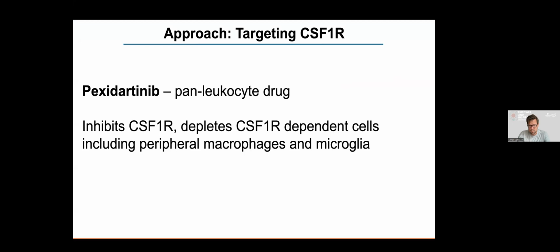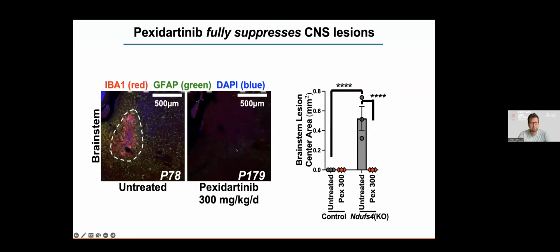It depletes all cells that are CSF1 receptor dependent. This is a particular immune cell receptor at the membrane. We could talk for hours about CSF1 receptor and its complexities. Just know that it depletes immune cells, that it depletes leukocytes, in particular macrophages and microglia. What we found was that treatment with this drug fully suppressed the CNS lesions in this animal model.